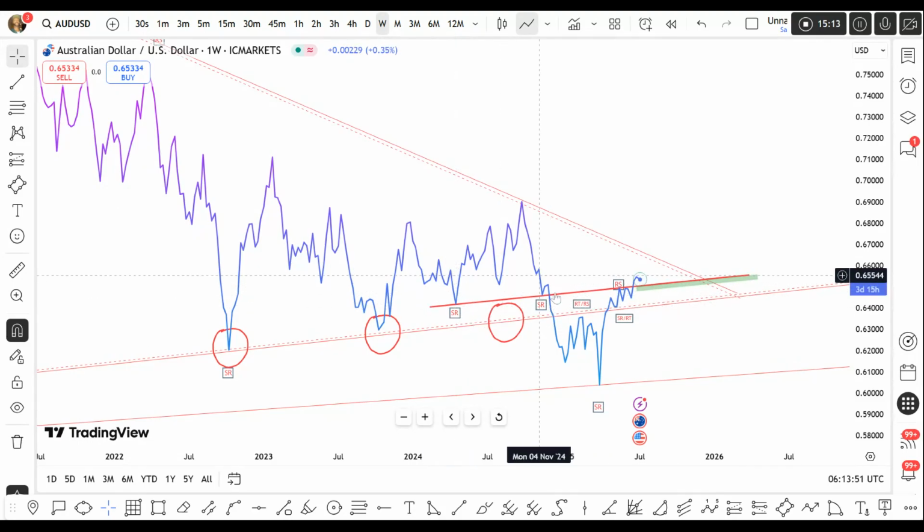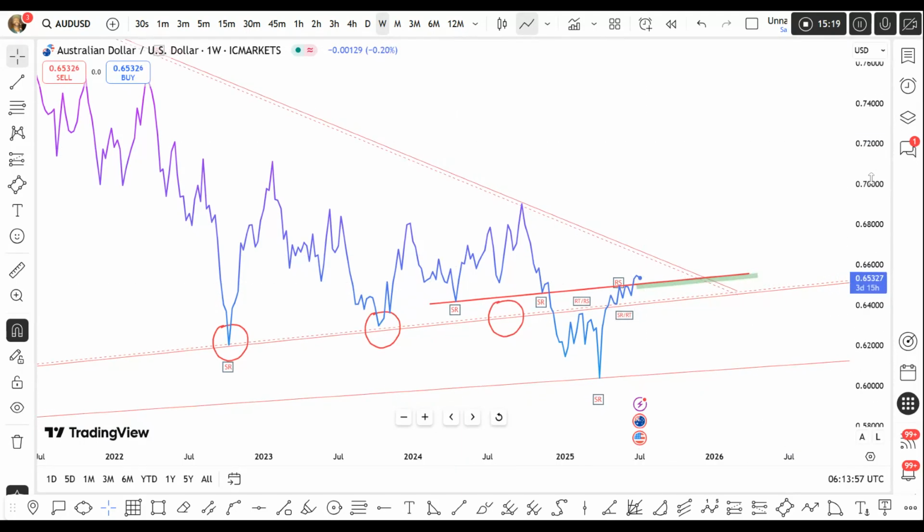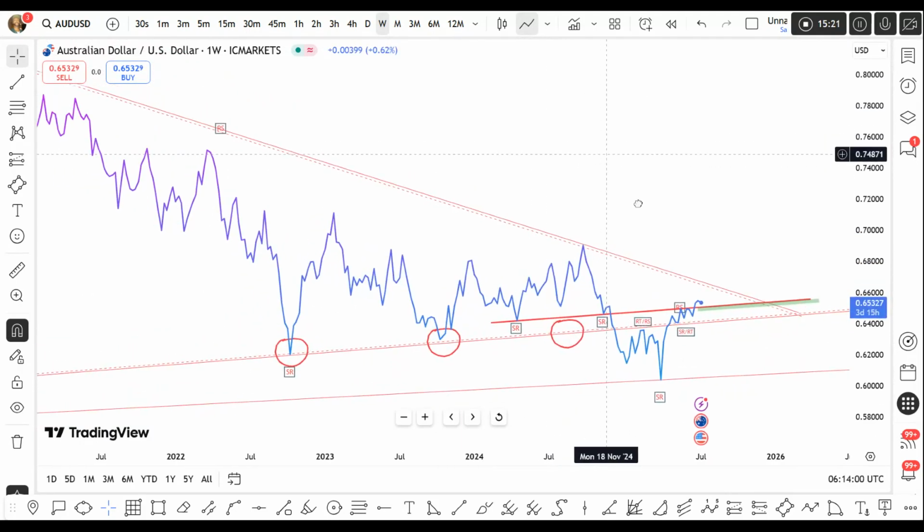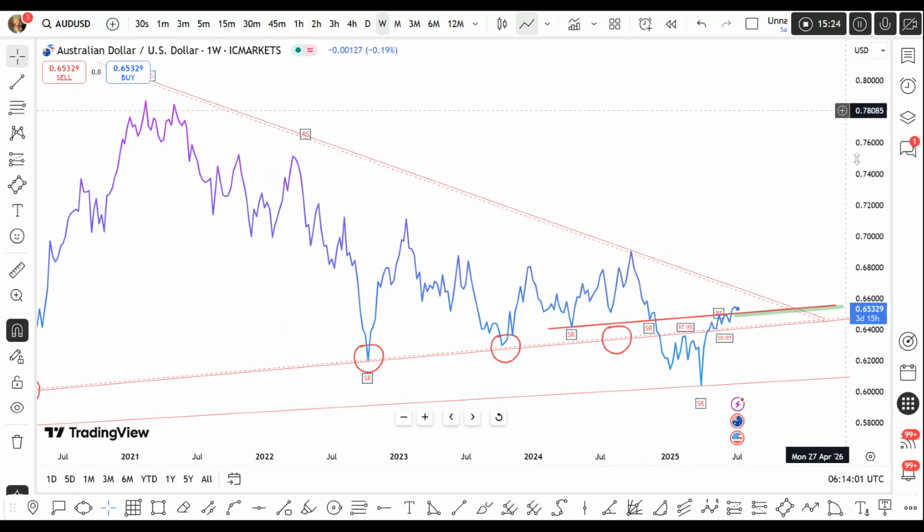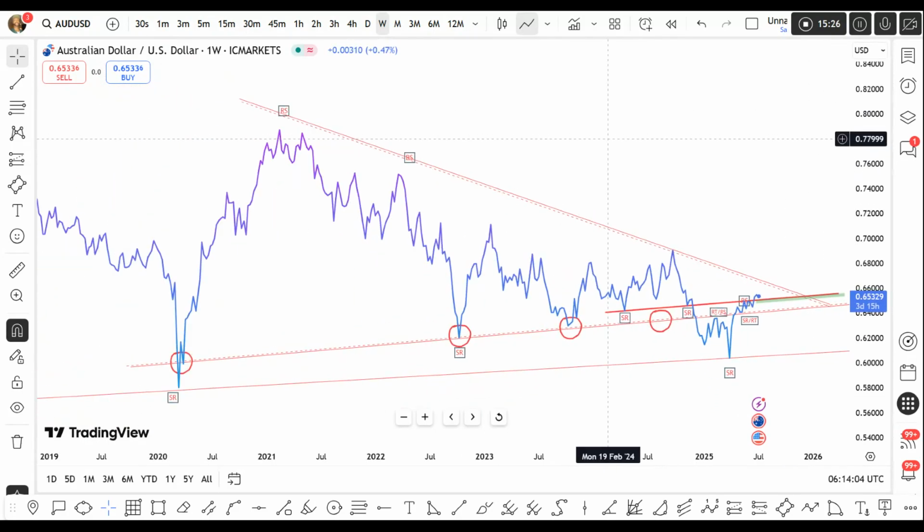SR1, SR2, break of structure. Price came back here, retest, break of a supply into demand. Look for a buy opportunity, AUD USD.